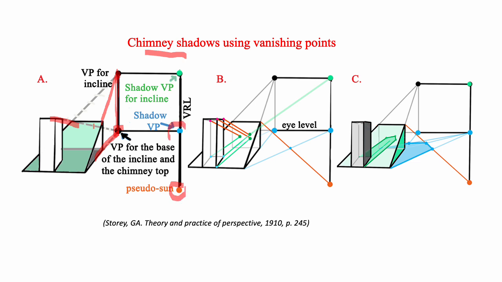This is the shadow vanishing point on eye level. And I have a shadow vanishing point up here for shadows on the incline. It's above the one for the shadows on the ground, and it's level with the vanishing point for the incline. So if you want to draw the shadow on the incline, it goes up to this vanishing point, and if you want to draw the shadow on the ground, it goes to this vanishing point.